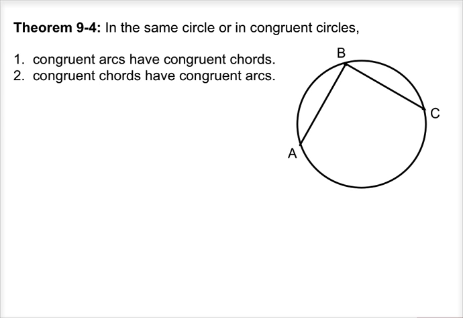Theorem 9.4. In the same circle or in congruent circles, we have two things happening. One, congruent arcs have congruent chords, and two, congruent chords have congruent arcs. So almost saying the same thing, just in the reverse order.